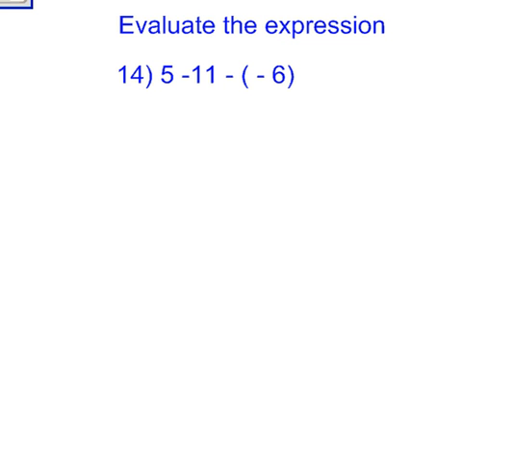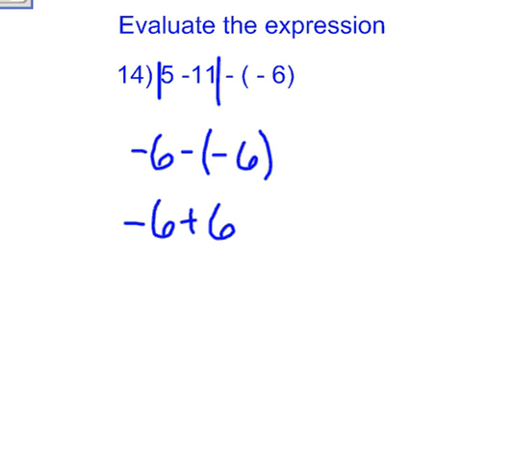Number 14, they're asking us to evaluate the expression, which is basically solve. We're going to start at the front. We've got 5 minus 11, so we're going to look right here. 5 subtract 11 would give us negative 6, minus a negative 6. We know that we can change this subtract to add the opposite, which is negative 6 plus the opposite of negative 6, which is positive 6. Negative 6 plus 6 is 0.